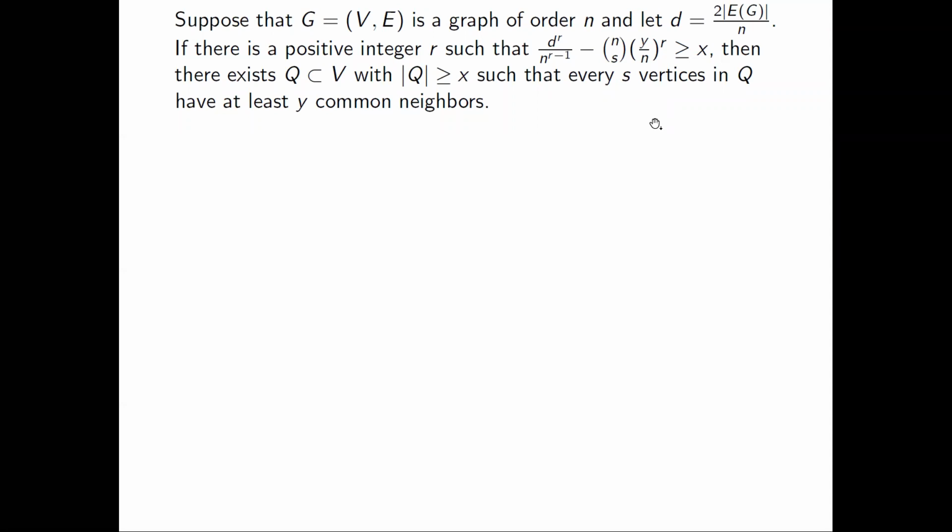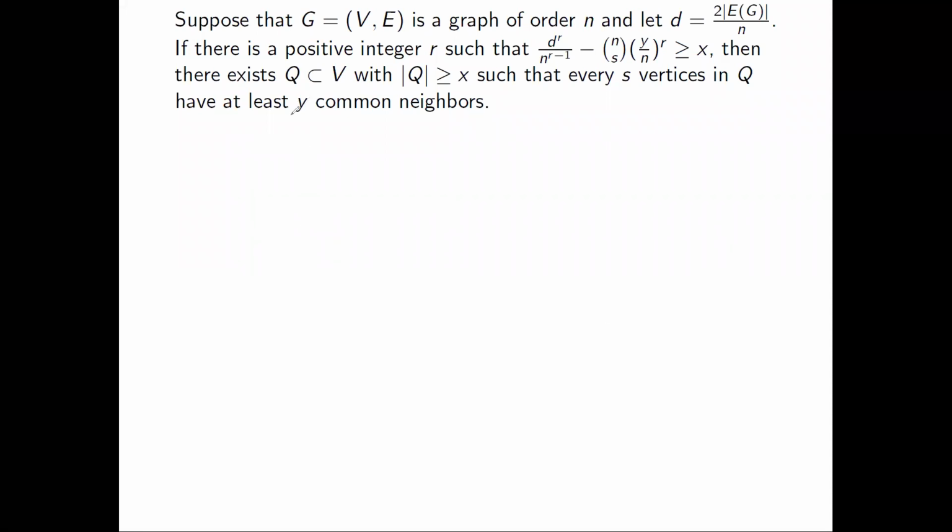So here is the claim of dependent random choice. Suppose that G is a graph of order n, d is equal to 2 times the cardinality of the edge set of G over n. And if we can find a positive integer r such that d to the r over n to the r minus 1 minus n choose s times y over n to the r is greater than or equal to x, then there exists some vertex set Q, which is a subset of V, for which the cardinality of Q is at least x, and every subset of Q of size s has at least y common neighbors.